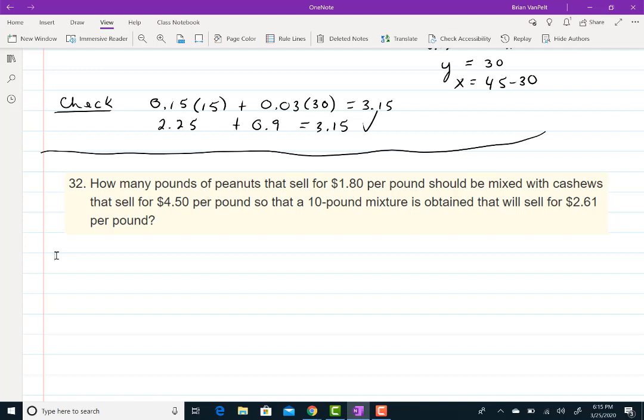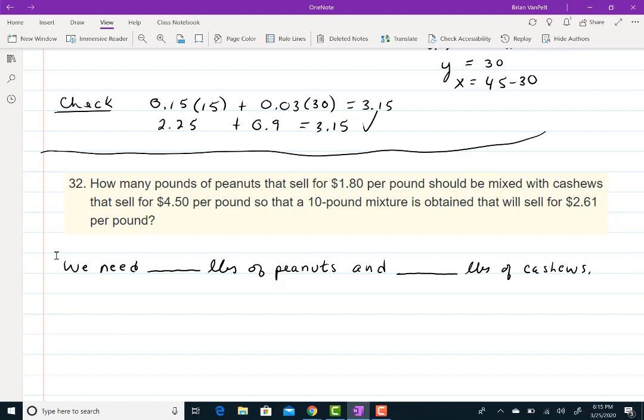So we need blank pounds of peanuts and blank pounds of cashews.